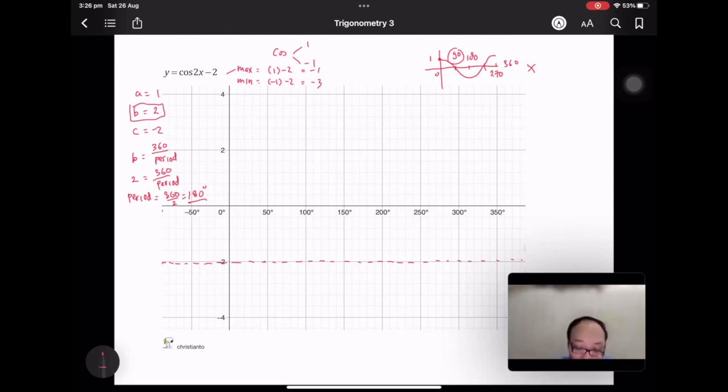So it will be here at 45, because 90 divided by 2. And then its minimum is at 180. So in the new graph, it will be minimum at 90. So minimum is at negative 3. So minimum here.